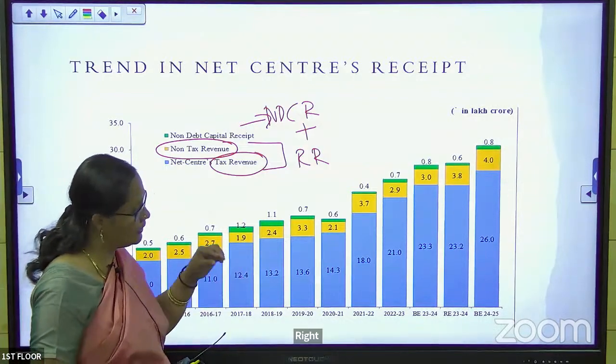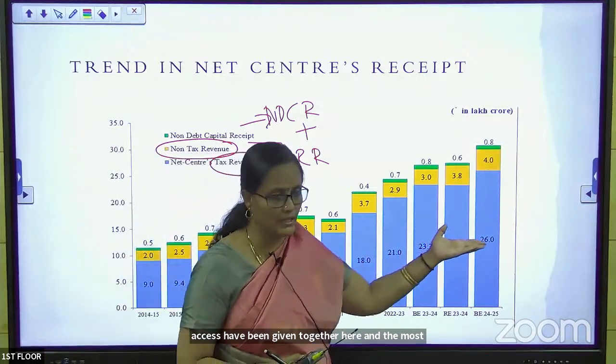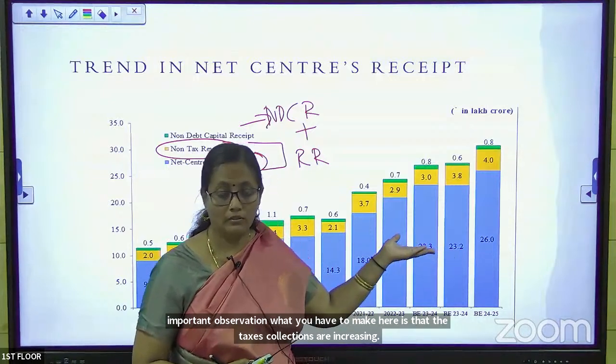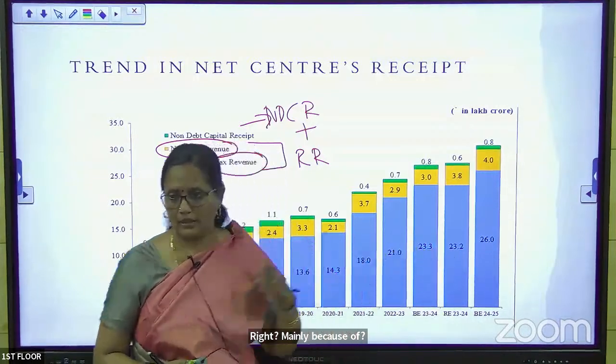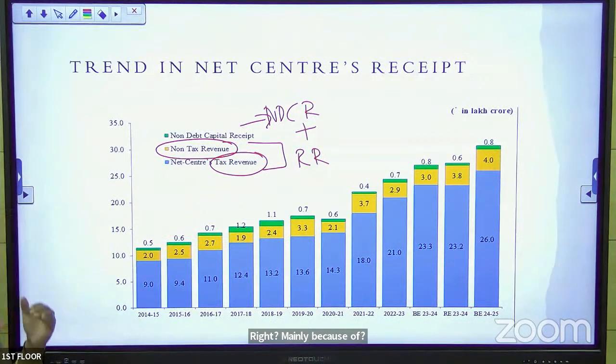And the most important observation you have to make here is that the tax collections are increasing, mainly because of GST. Income tax and corporate profit tax always used to rule the list of the taxes. If you put them in descending order, they'll always be on the top. But these days, GST is trying to sandwich between income tax and the corporate profit tax. That's the data which we saw, is it not?